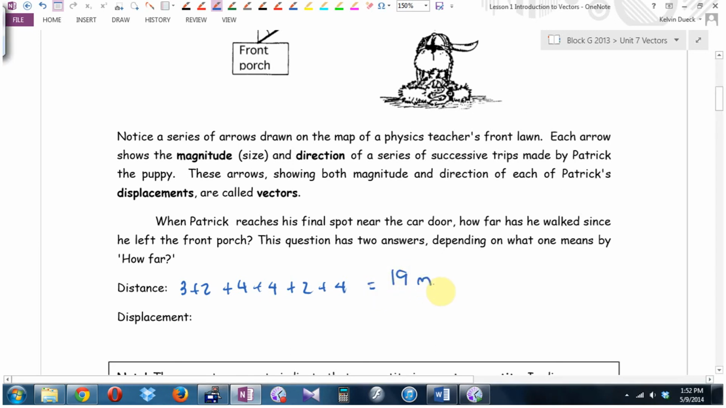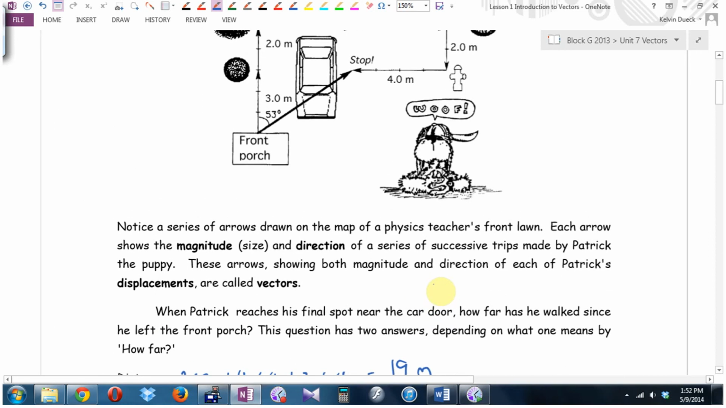Displacement. Well, I think the displacement is that right there. How long is it? Well, how long is that right there?